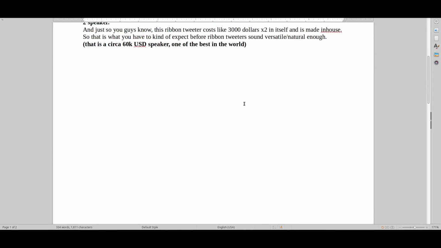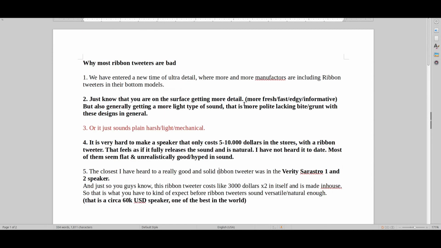So normal dome tweeters, I actually think that's better, because it's like the good old stable technology that we're able to get more out of price wise. But yeah, once in a while there is like a really impressive ribbon tweeter speaker that's pretty cheap. I know that Proac makes some speakers with ribbon in them. They're pretty good for the price.